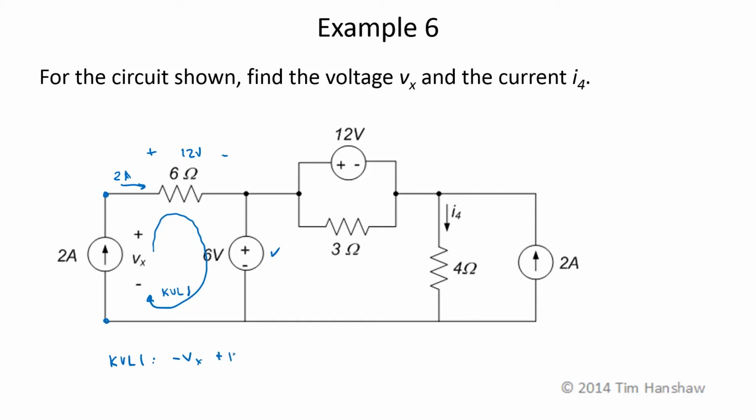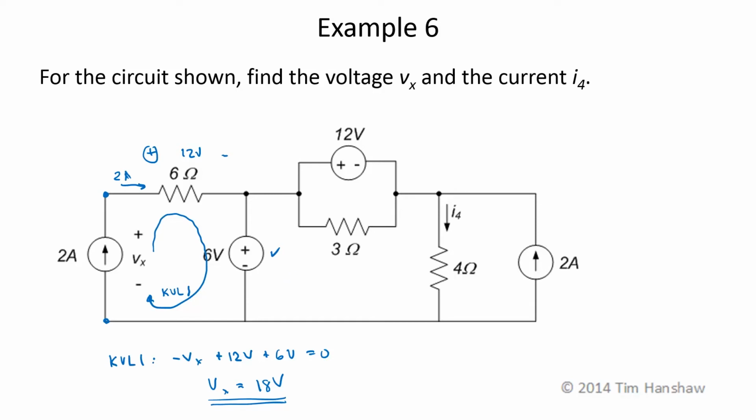So now I get a plus 12 volts because I see this positive sign first when I'm coming this direction around the loop, plus 6 volts for that source is equal to 0, so V sub x is going to be 18 volts. Now I need this current I4.